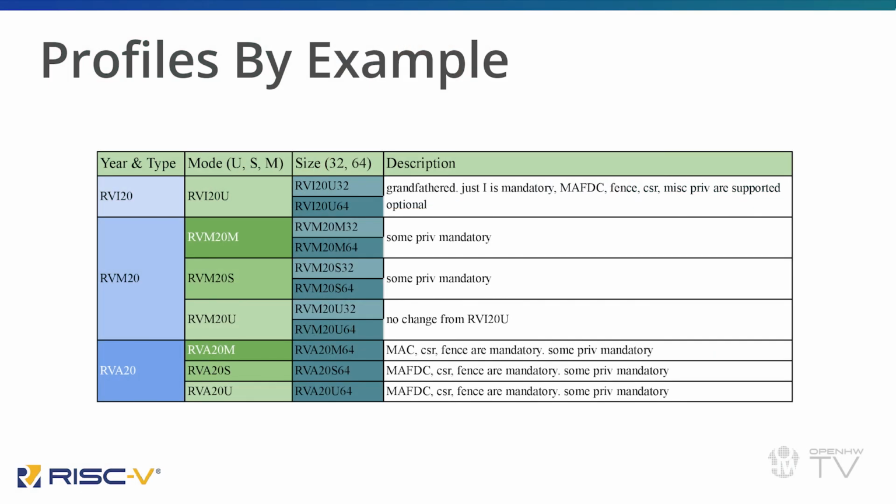So I just want to hop right into examples. So there's 3 examples here, and they're based on year and type. The first one's a grandfather one, RVI 20. Anybody who did something before we had profiles, they get to say they're compatible with that. RVM20 is the microcontroller or bare bones, simple RTOS kind of profile. And RVA is for like a rich operating system application layer. We also allow you to have compatibility dependent on mode. So there's a certain set of extensions that work at M mode, at S mode, system mode, and U mode, which is the application mode.